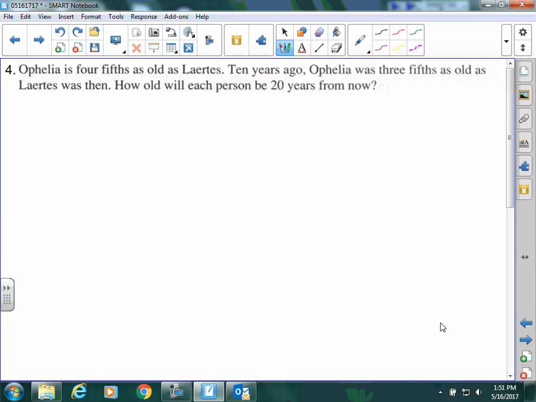So Ophelia is 4/5 as old as Laertes. I'm going to say P for Ophelia because I don't want to say O, so there's my equal sign. 4/5 of something means 4/5 times something. So 4/5 as old as Laertes, so 4/5 times Laertes. That's my first equation. I have two unknowns, P for Ophelia and L for Laertes.